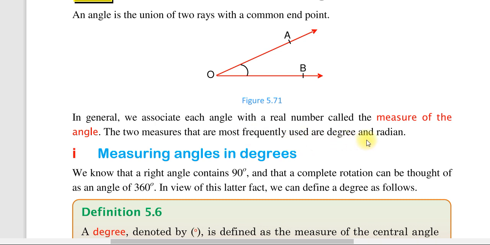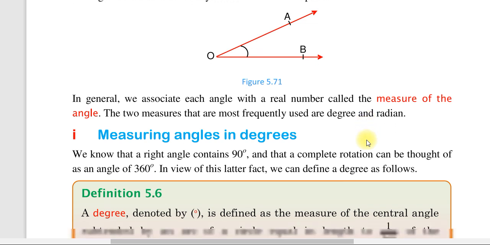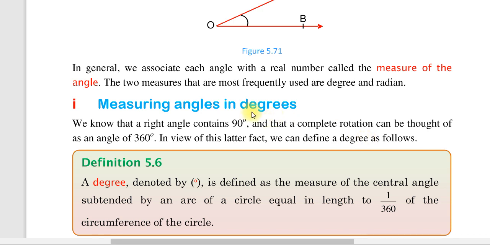What are the two main measures? Degree and radian. To measure the angle between two rays, we use either degree or radian. So the first is measuring an angle in degrees. We know that a right angle contains 90 degrees and that a complete rotation can be thought of as an angle of 360 degrees. In view of this latter fact, we can define a degree as follows.